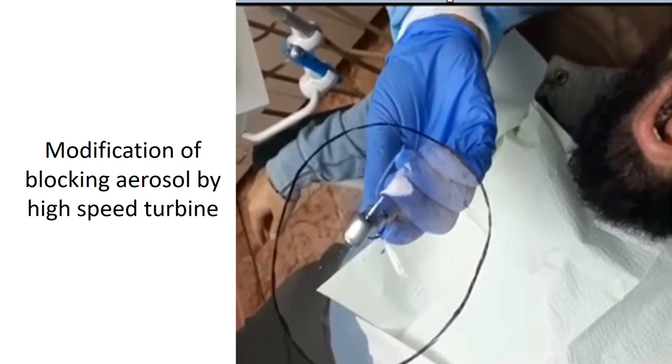There are many modifications nowadays that are very efficient, easy and cheap, like this transparent plastic sheet. We make a hole inside, place our turbine, and then place this sheet on top of the patient's oral cavity. We start drilling, and the sheet will prevent the aerosol from contaminating the area.